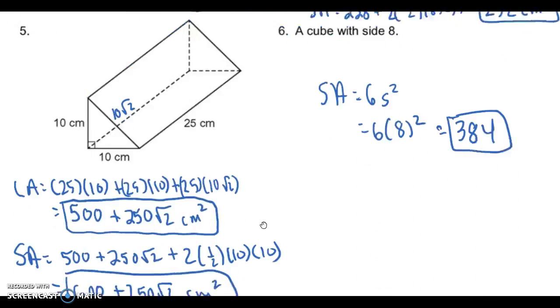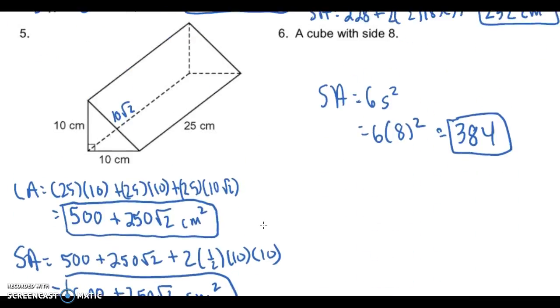All right, and then one more, number 6. We have that cube. So again, that cube, we have that special formula. Very few formulas in this particular unit, kind of intentionally. But if we look at the side squared, we have 8 squared, which is going to give us 64. And then we can multiply that by 6 to give us 384.